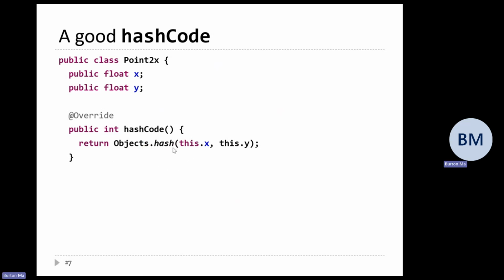Objects has a method called hash. You can pass as many values as you want to hash, of any type, and Objects.hash will compute a hash code for you. So if I want to compute a hash code using the x and y coordinates of a point, simply pass in the x, y coordinates of the point, and Objects.hash will generate a hash code for you. This is the way you should implement hashCode in this course.